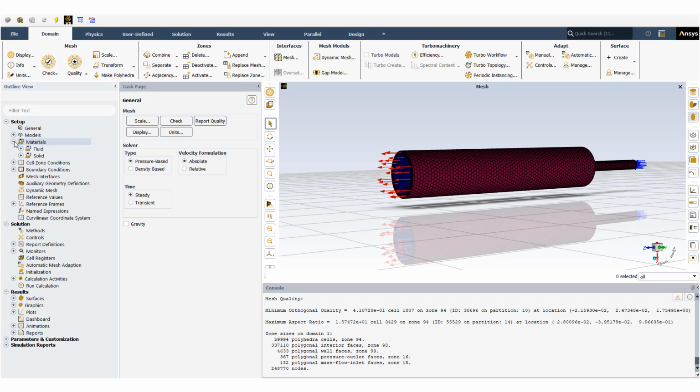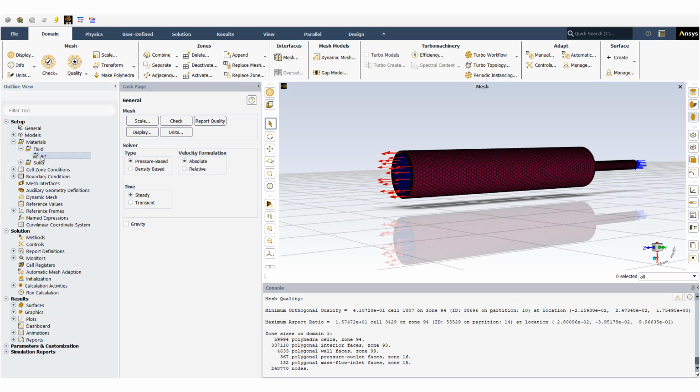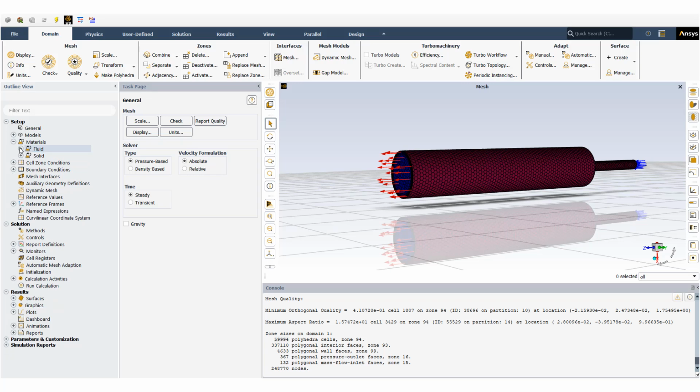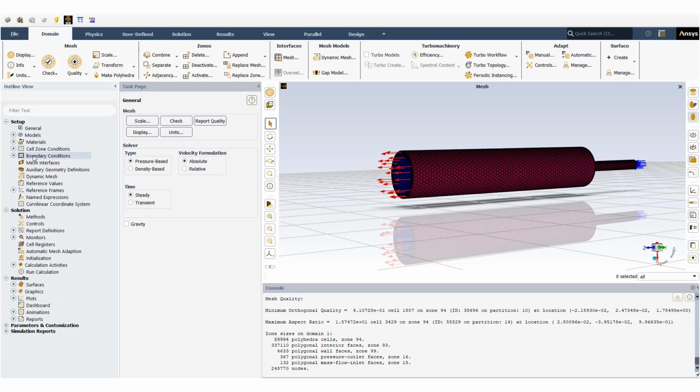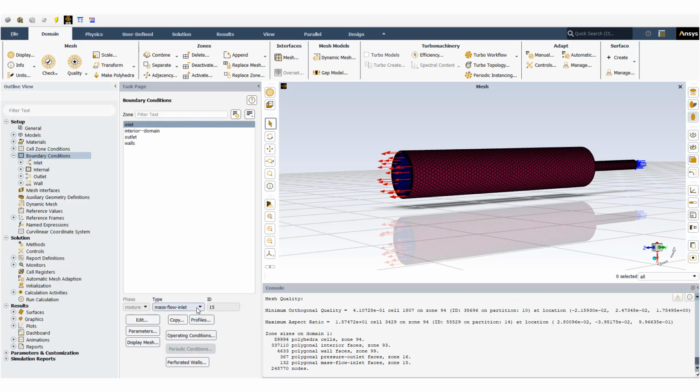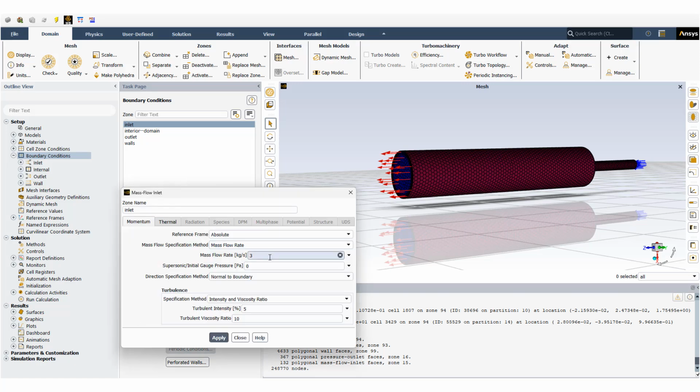For material modeling, I just consider constant properties everywhere for the air. Keep it as is. And for boundary conditions, inlet, I consider mass flow inlet. We need to enter the value for the mass flow rate. Here I consider 30 kilogram per second, enter the domain. Keep the rest as is.